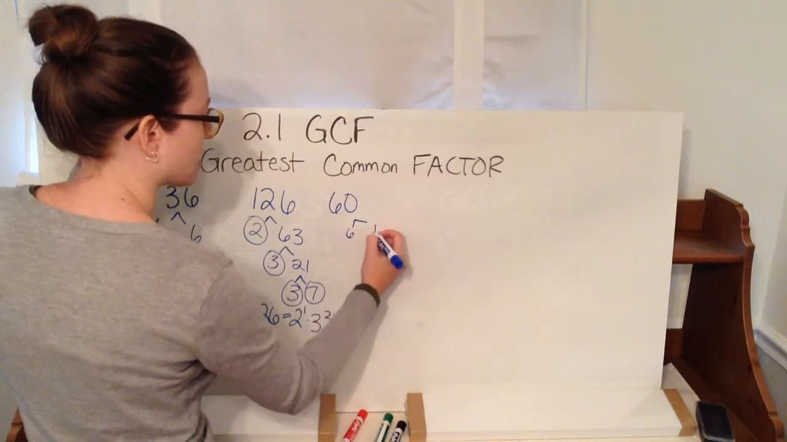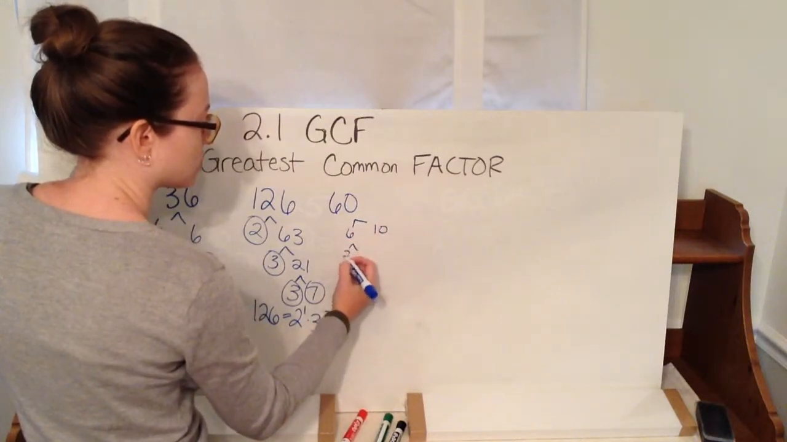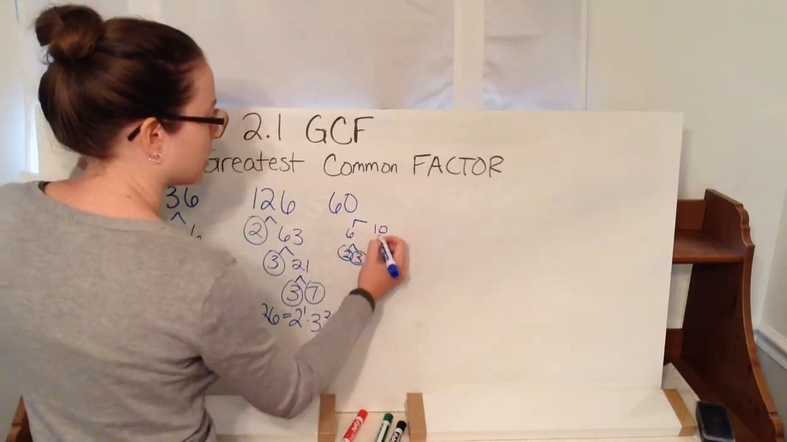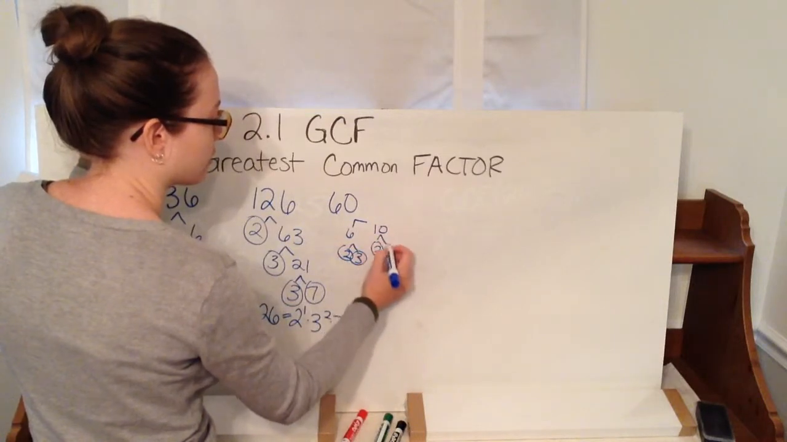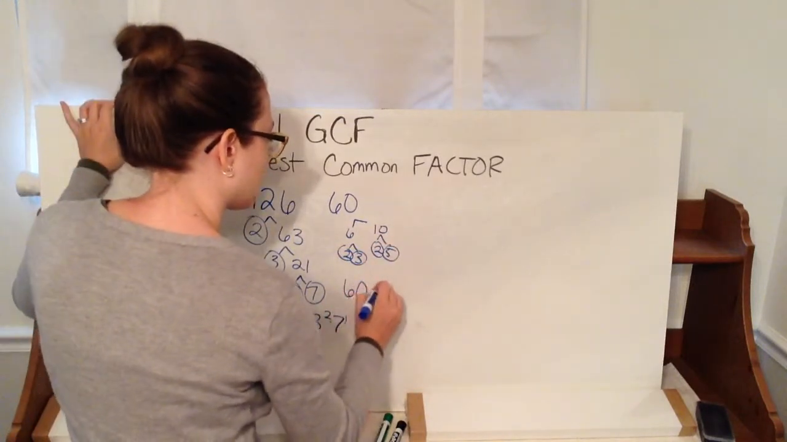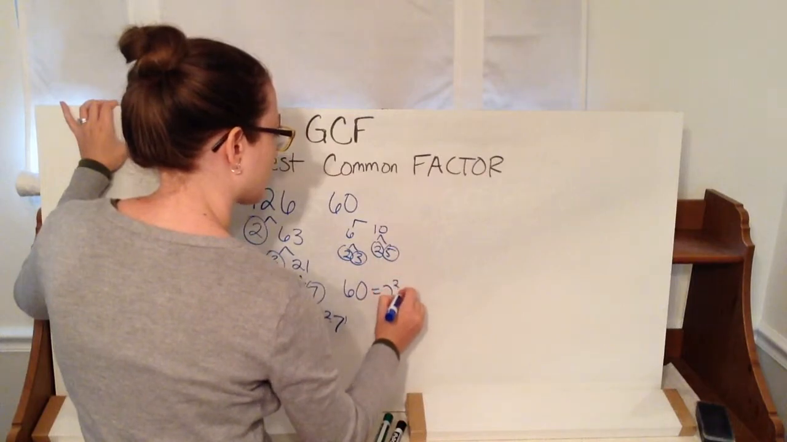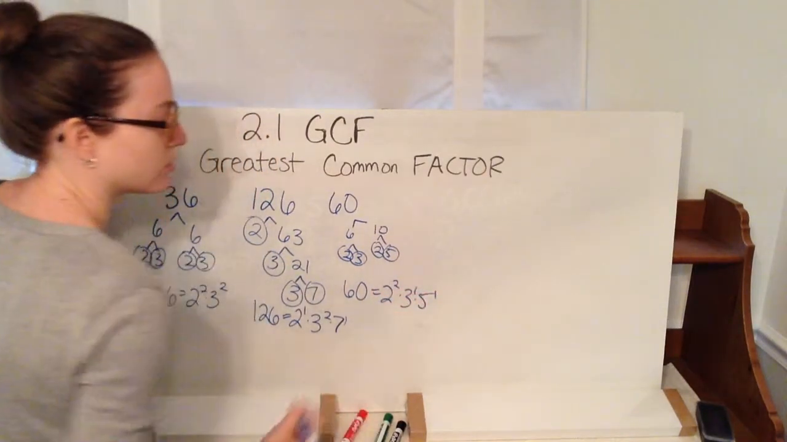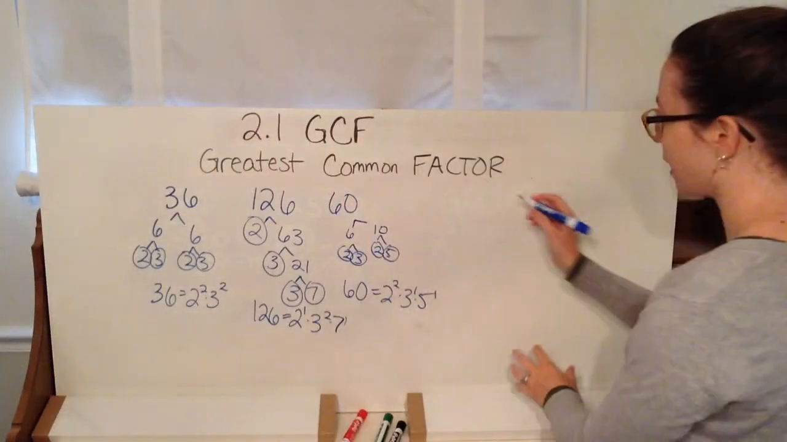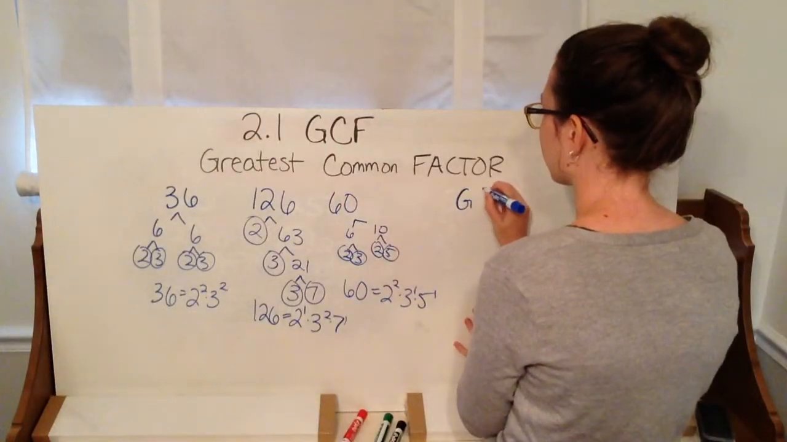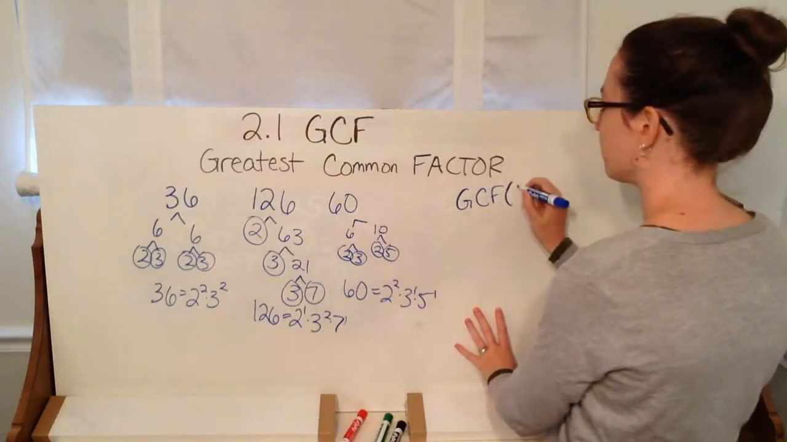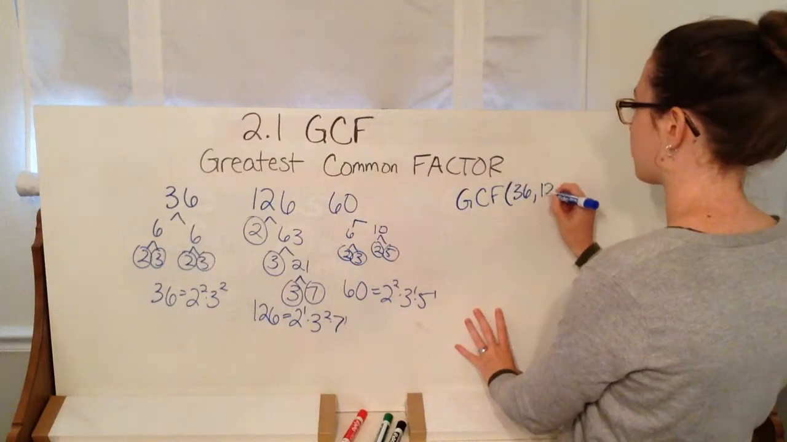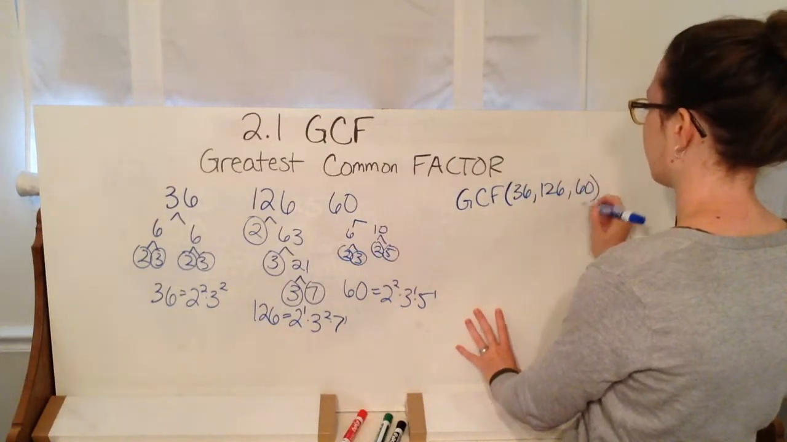60 is 6 times 10. 6 is 2 and 3. 10 is 2 and 5. 60 is 2 squared times 3 times 5 to the first. Okay? Greatest common factor of 36, 126, and 60.